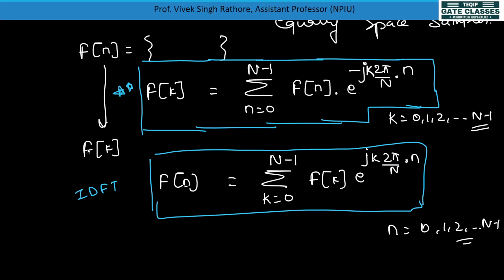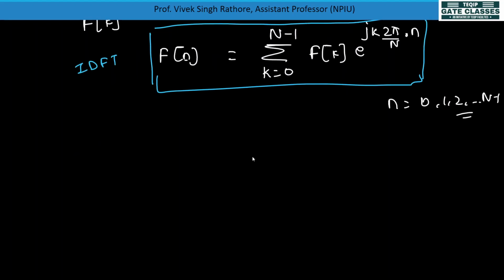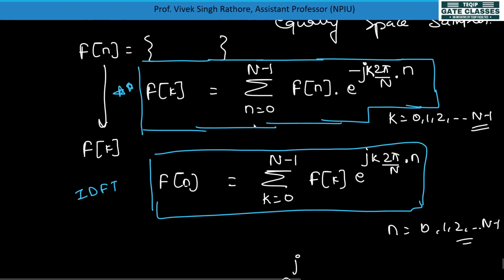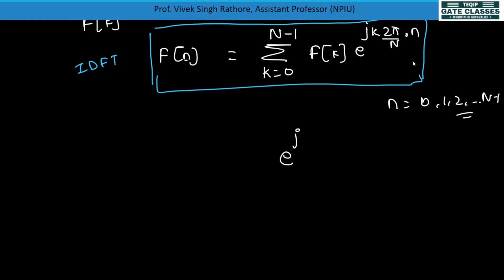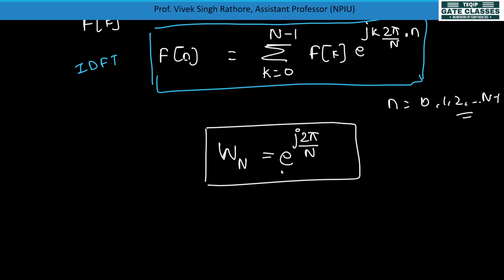Now see, the factor e to the power j 2 pi by n is there in the upside also, and in the downside also e to the power j 2 pi by n is there. So let us assign this a variable, W n. So this is actually represented by this factor, and this factor is called the twiddle factor.